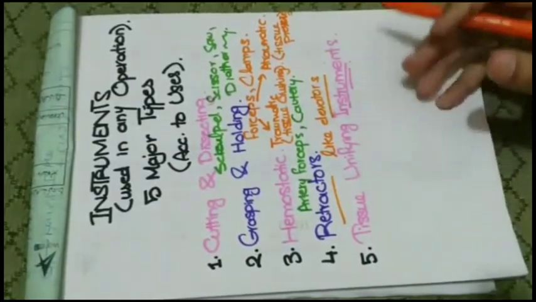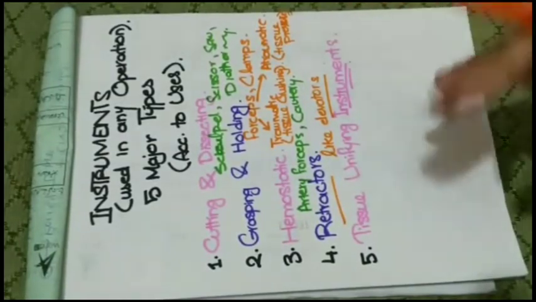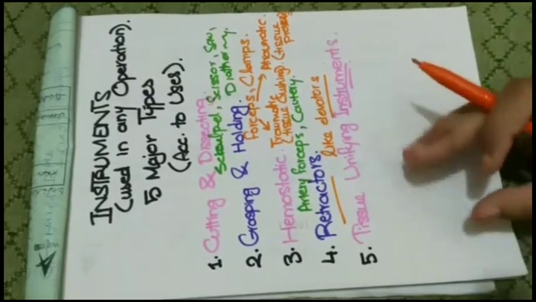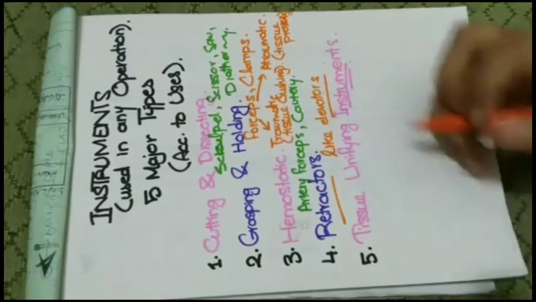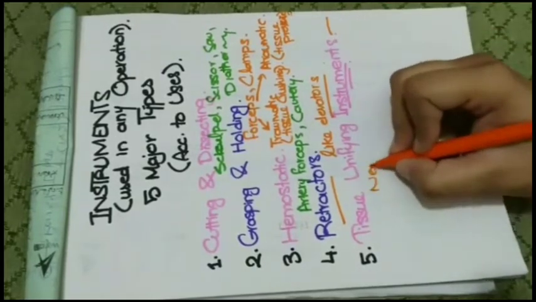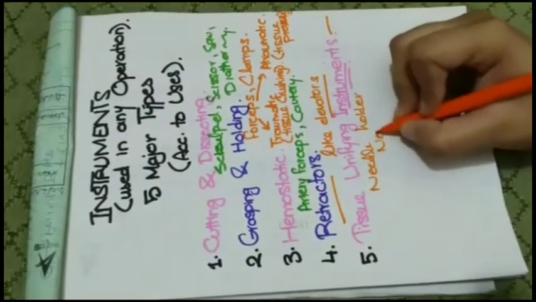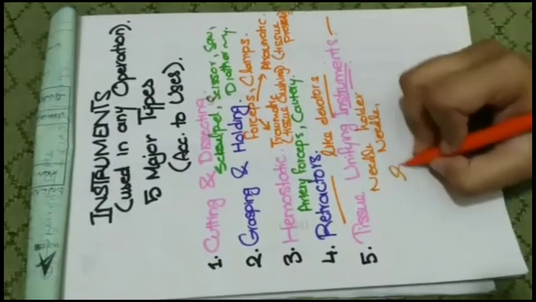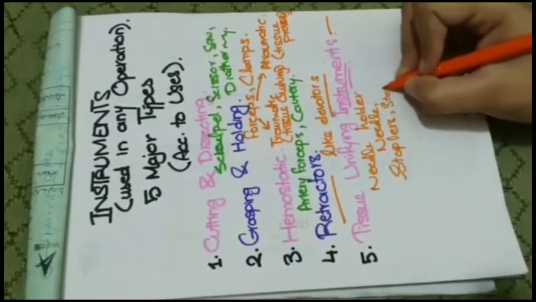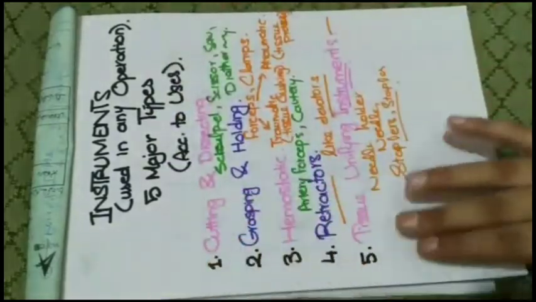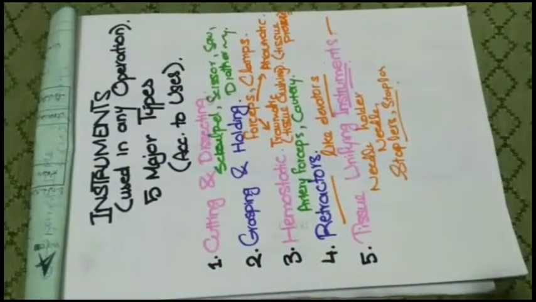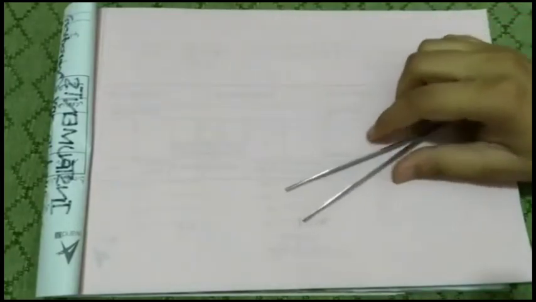Now we will discuss tissue unifying instruments, which are used to unify the parts that we have incised during the operation. These include needle holders, needles, sutures, staplers, and staples that help in stapling. So they are also unifying instruments. These are all the 5 basic types of instruments used in any operation. Now we will discuss each type one by one.